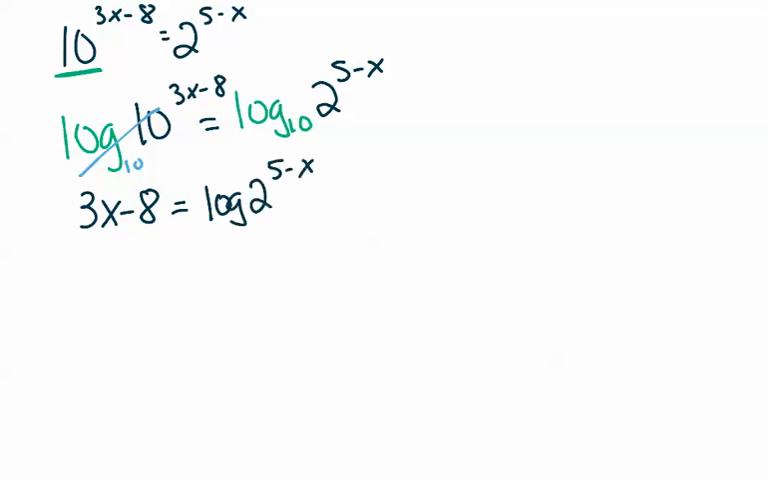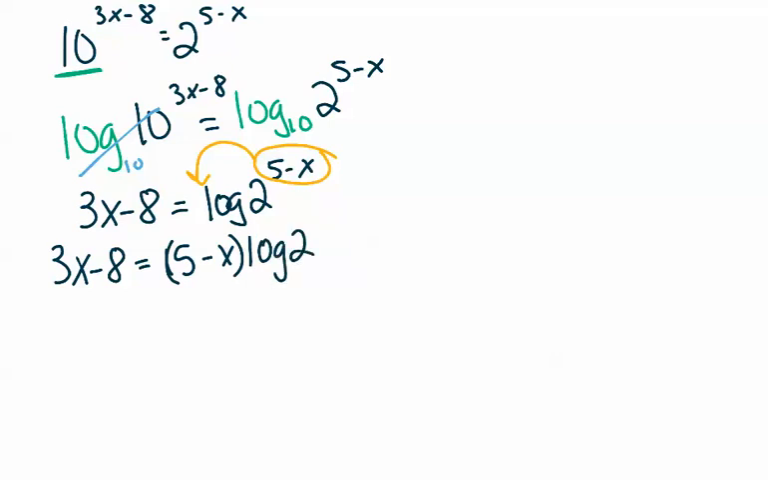Well, thinking about our properties of exponents and our properties of logs, we can take this exponent and bring it out as a coefficient. So we've got now 3x minus 8 equals 5 minus x. I'm going to put that in parentheses because that's a whole group together, times log of 2. Well, this log of 2, that's a number. So you need to type that in your calculator right now, and you need to round. So I'm going to go ahead and round to 4 decimal places. So log of 2 is 0.3010. So we can just go ahead and say 0.301.